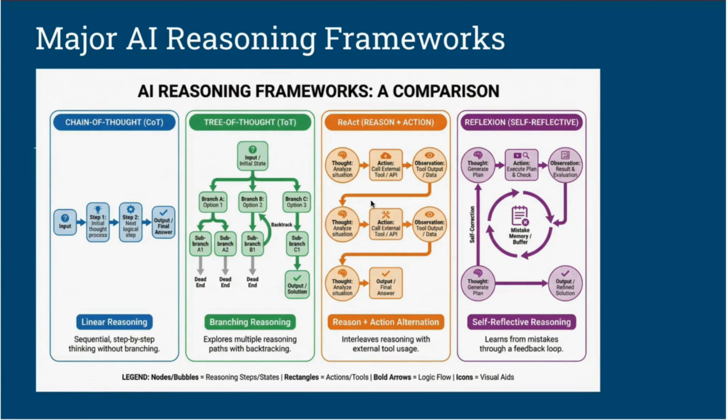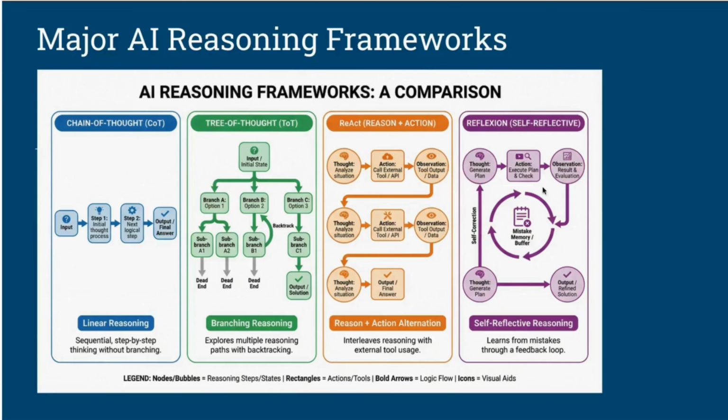ReAct is reason plus action. This is the foundation of modern AI agents. Instead of only thinking, the model now alternates between thought, action, and observation. An action might be calling a search API, running code, or querying a database. And the observation is the result that comes back. ReAct basically allows the model to decide when it doesn't know enough and needs to act.